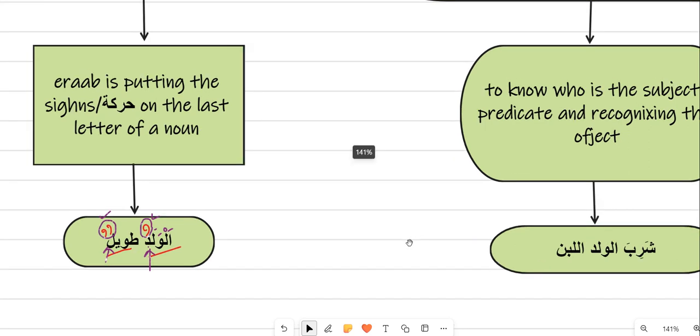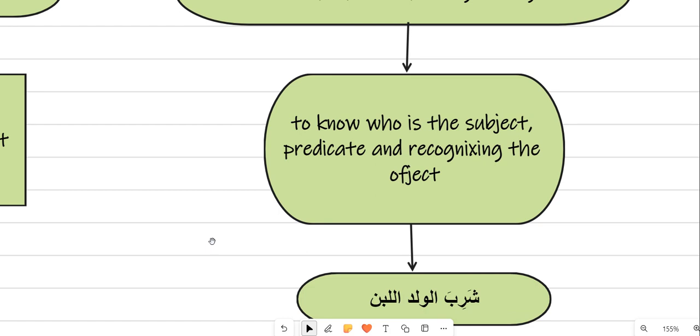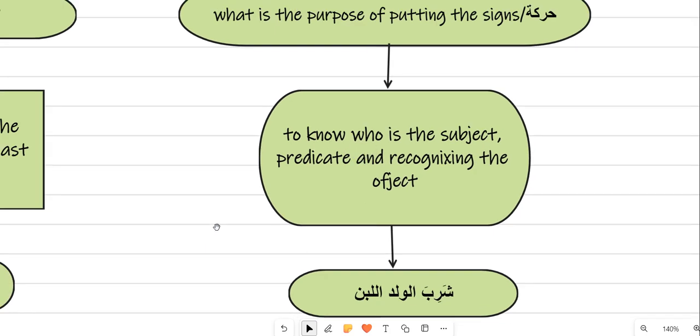So before I explain nominal and verbal, let's see why you have to learn the i'rab. As I told you, if you don't know what to put on the last letter of a word, you can never know its position. By reading a sentence, for example, "Shariba al-walad al-laban," you will not know who is the doer, what is the action, or what is the object. You will never know until you see the haraka, or the sign, on top of the last letter.